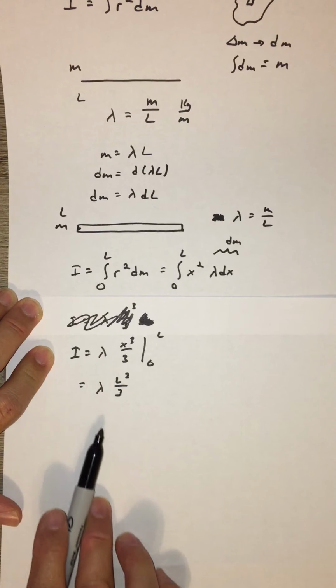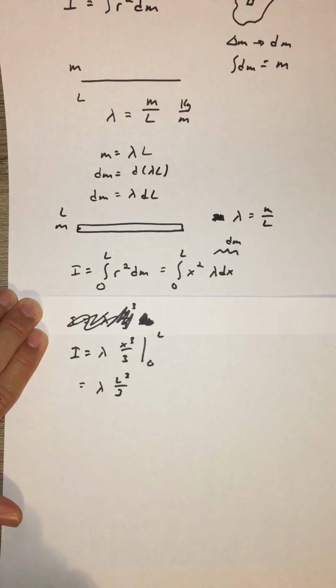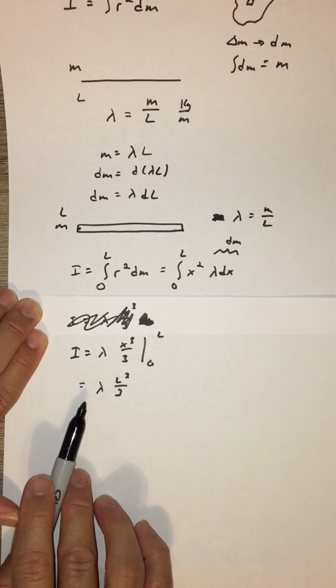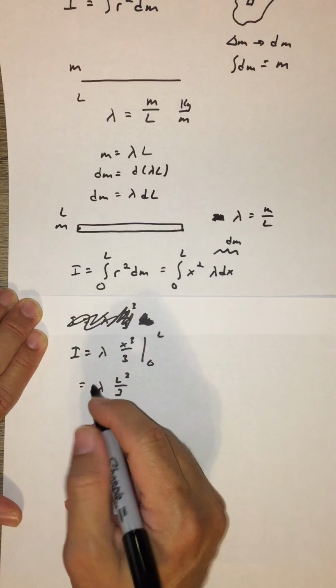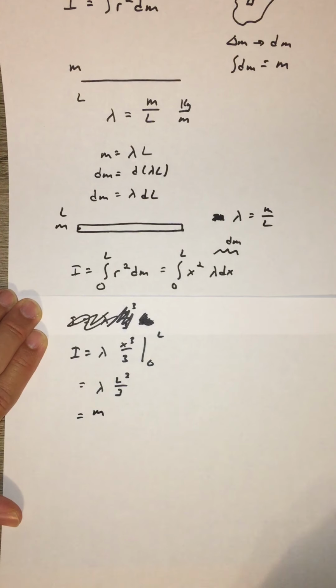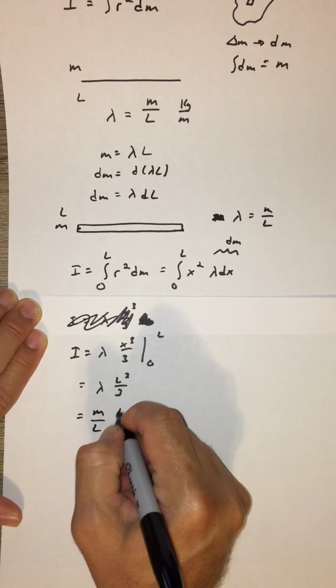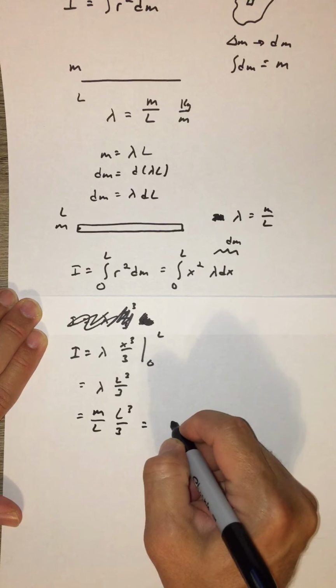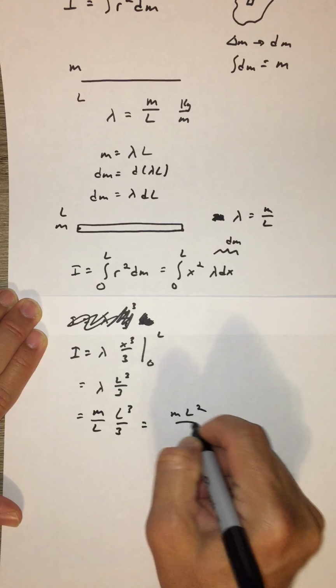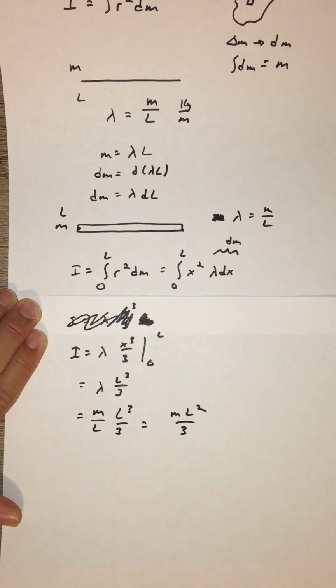We got to the moment of inertia, lambda L cubed over 3. We're almost done. Let's put in what lambda is, which is m over L. I'm going to get the mass of the rod divided by its length. That's my linear mass density times L cubed over 3, which gets me mL squared over 3.